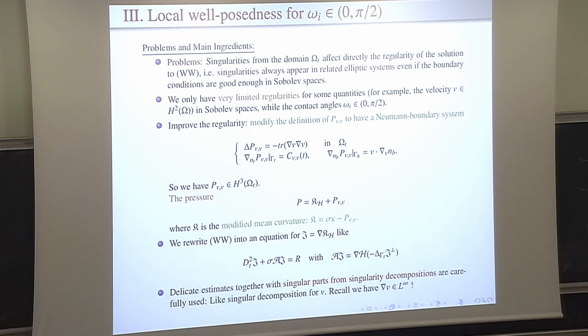Formally, we will have for sure PVV in H3 if the right hand side is good enough. And we will have the equation for CVV, of course, depending on V and the free surface. So the pressure is modified by a new kappa H. Kappa here is the mean curvature, remember that. And the new K here is a slight modification with respect to PVV to satisfy the boundary condition for P on the free surface. With this technical modification, we rewrite our equation into a form like this. And it's a modified J, I mean a third order derivative of the free surface. You just need to remember that.